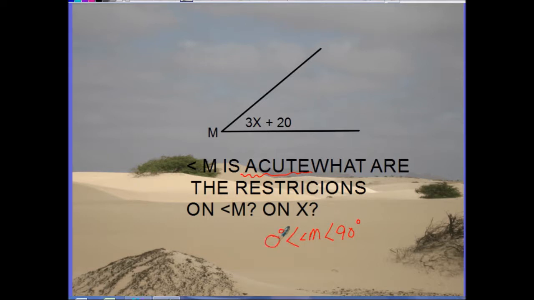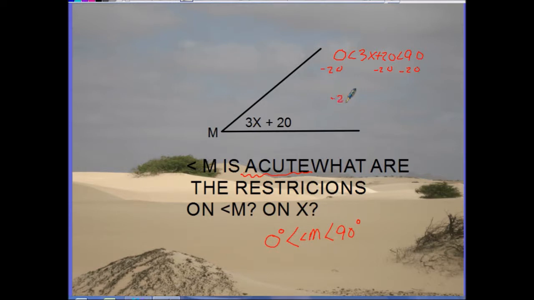Now, in order to find the restrictions on X, all we're going to do is replace angle M with our expression 3x plus 20. So 0 is less than 3x plus 20 is less than 90. Now, when we're solving these compound inequalities, what we want to do is do the same thing to all three pieces. So I'm going to subtract 20 from all three pieces.